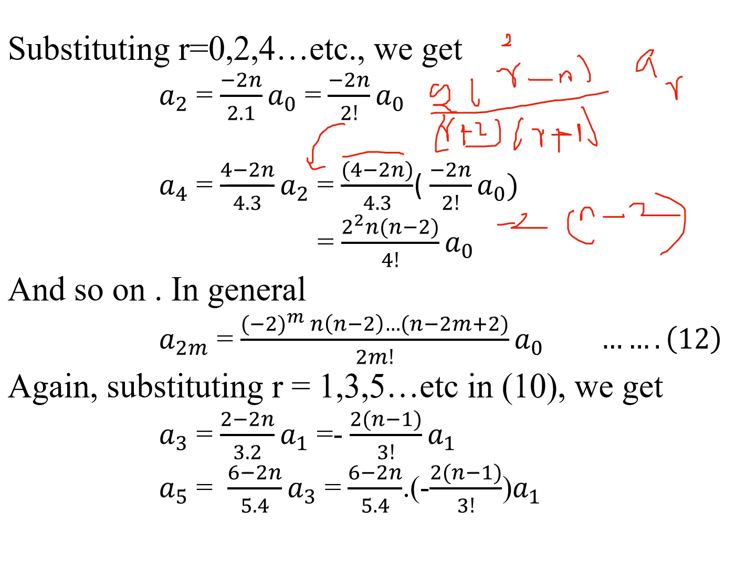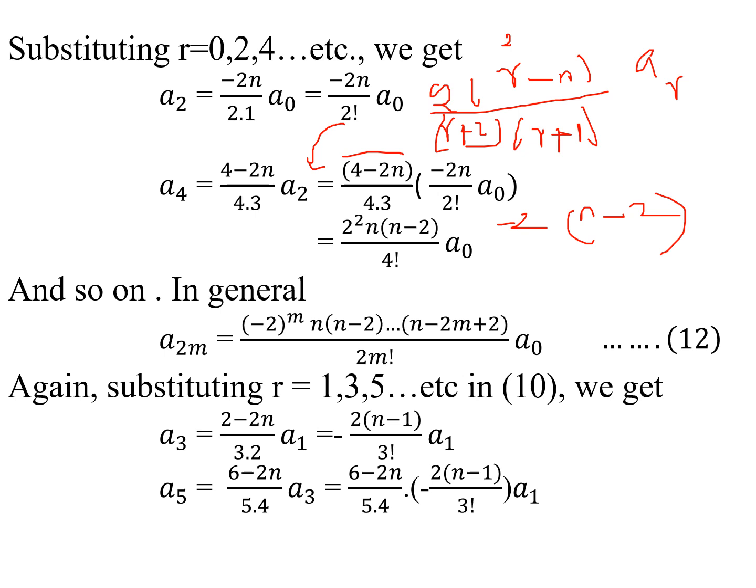Thus, the general term of the coefficients is given by a(2m) is equal to minus 2 power m, n into n minus 2, up to n minus 2m plus 2, divided by 2m factorial into a naught. This is given by equation 12.